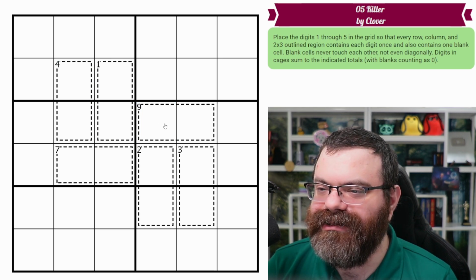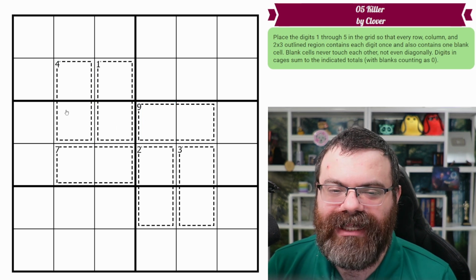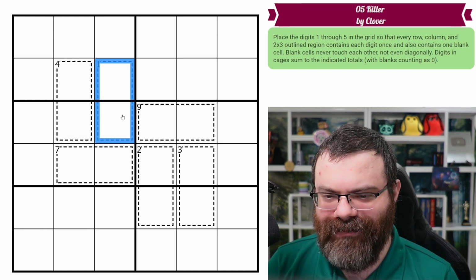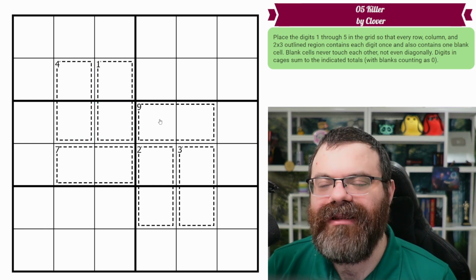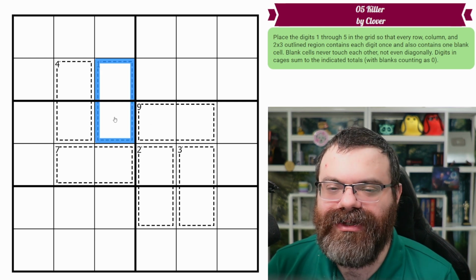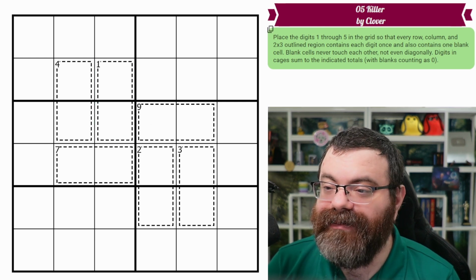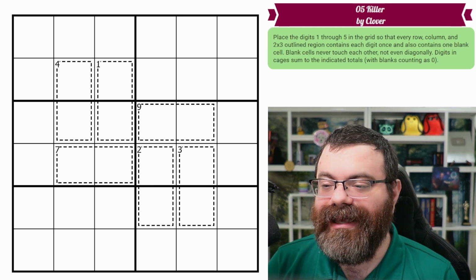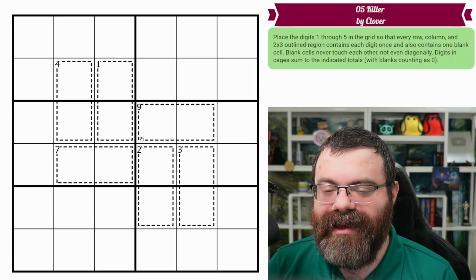Additionally, digits in cages sum to the total on top left. So these two sum to 4. These two sum to 1. How does that work? Well, blank cells count as 0. So blank cells don't count towards the sum. And that's it. Those are the rules. There's a link in the description if you'd like to try the puzzle yourself. And I'm going to get started right now.